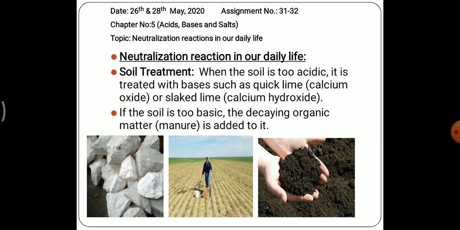So you can see the picture also. In this picture the quicklime and the manure are shown. With this the farmer can reduce the acidity and basicity in the soil.